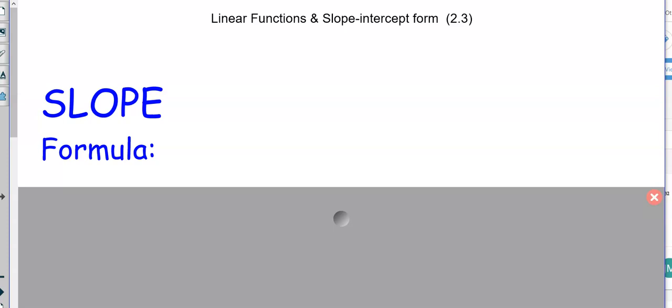So when I ask my students every year, what's the slope formula? This is the most popular answer, which is slope-intercept form, but not the slope formula.